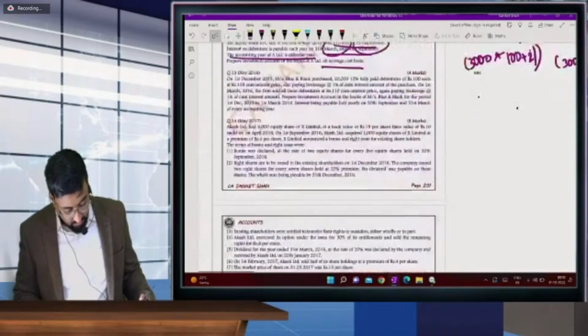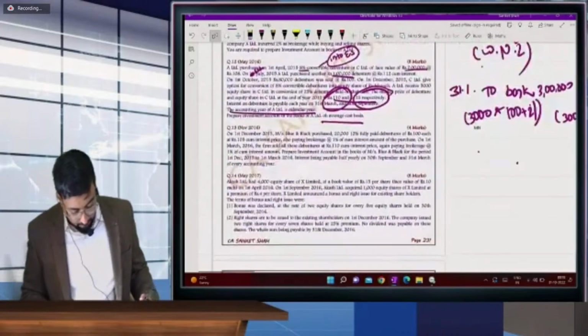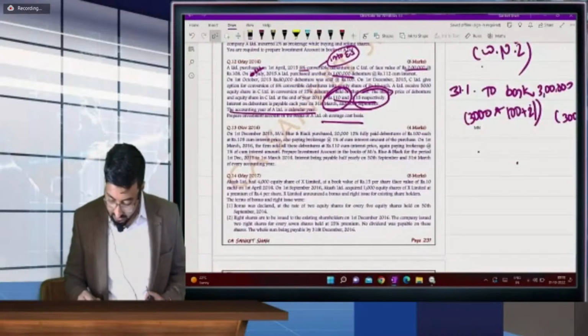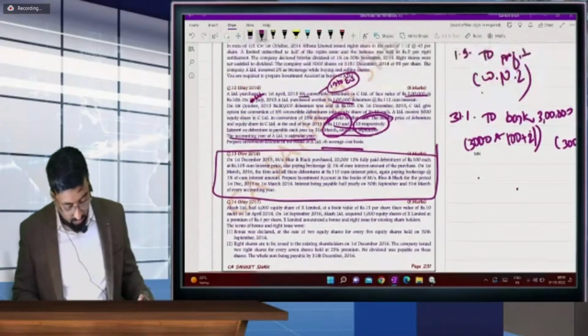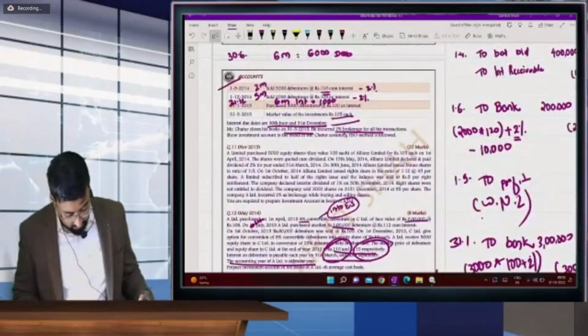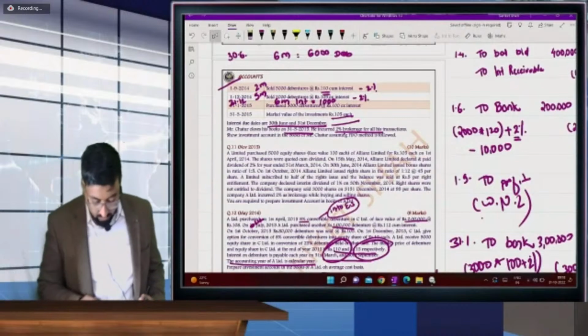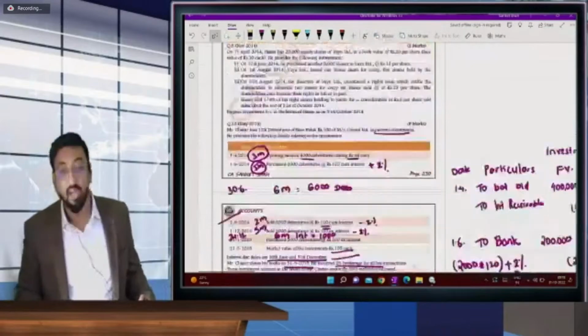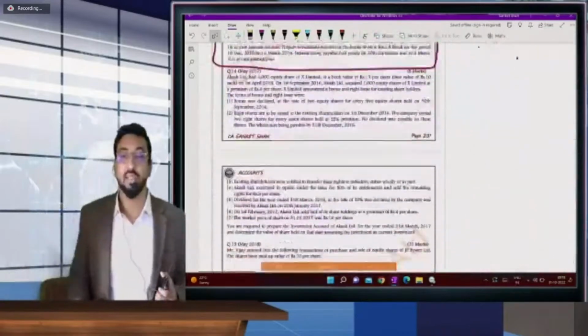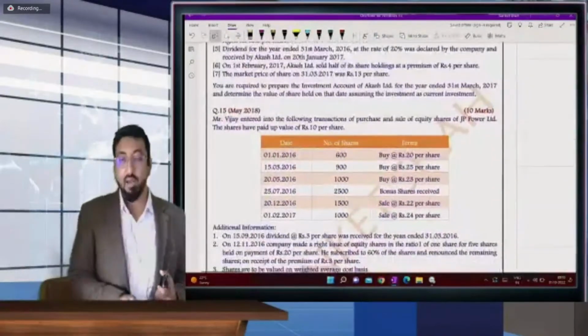16, 15, 14. I will take it as practice. 13th is already over. It's very simple, blue and black. I think November 2015 is also completed. So in next session, you tell me only which questions you have to take as a practice. Are you finding it's easy now?